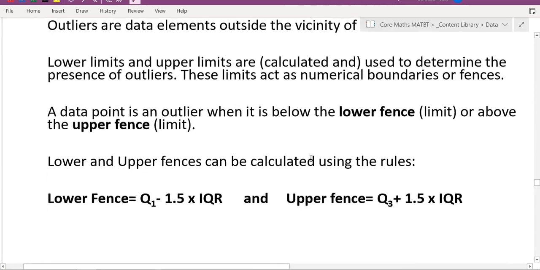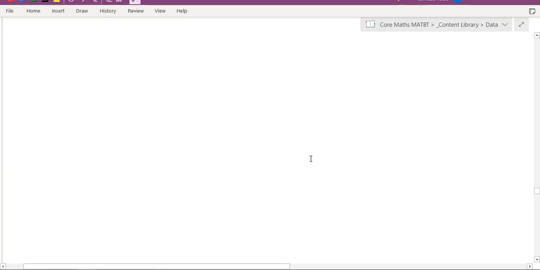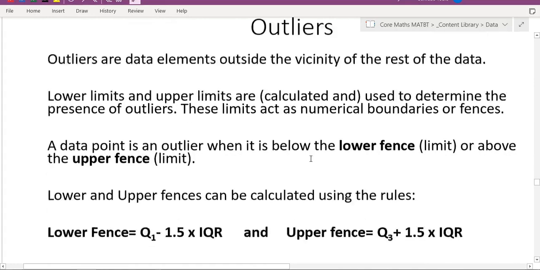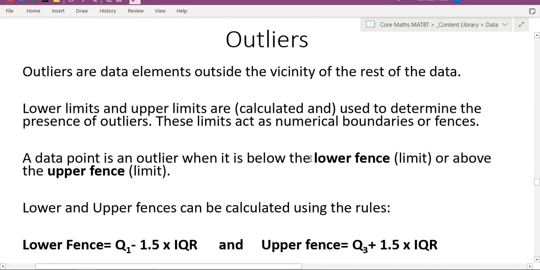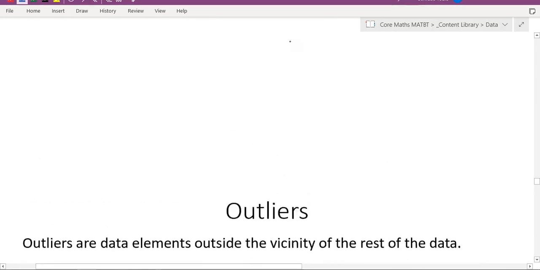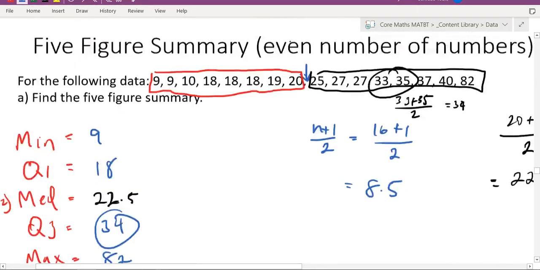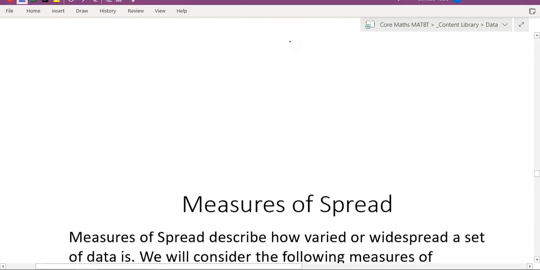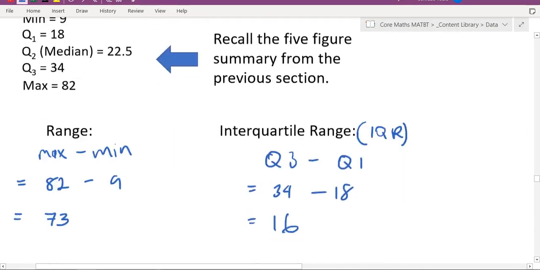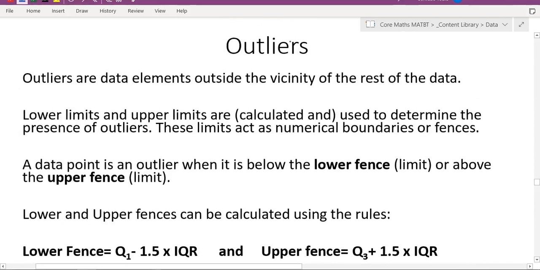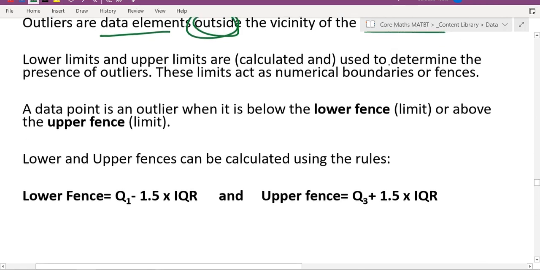All right. Now, the final part for this lesson, outliers. Okay, good. Thank you, guys. So outliers, the last part, is basically now using everything you've found here. So you've got your 5 number summary, your IQR, and your range. You are now going to use that to figure out outliers. So an outlier is basically any sort of data that's outside of the vicinity, which means it's very far away from the rest of the data. So that's what that means. Outlier is outside or far away from the rest of the data.